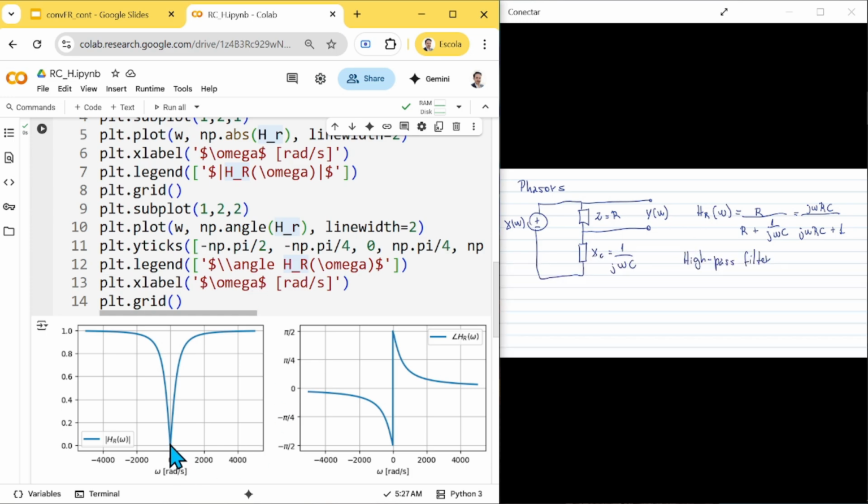It has zero gain for zero frequency. So if I input a constant signal, which is just x of t equal e to the j omega t, where in this case omega is 0, so e to the j 0 t is 1. If I input the constant 1, what I get in the output is 0, because I will multiply by 0 here. And for very high frequencies, it just gives unit gain. Okay, so this is a high-pass first-order filter.